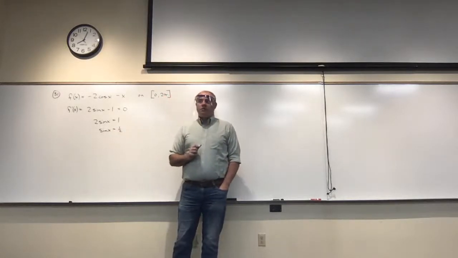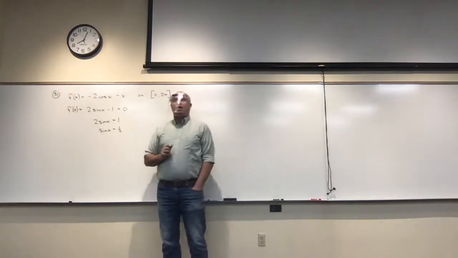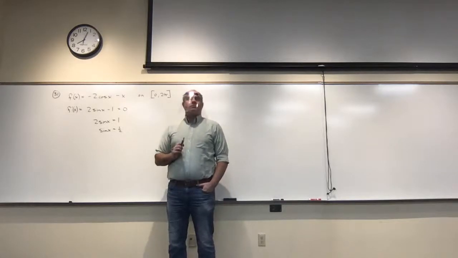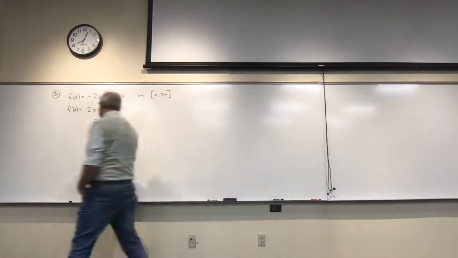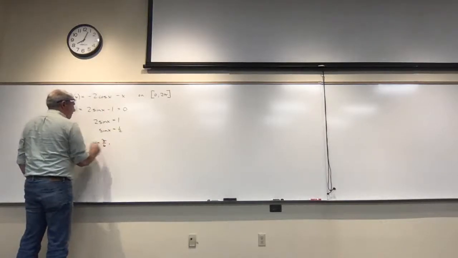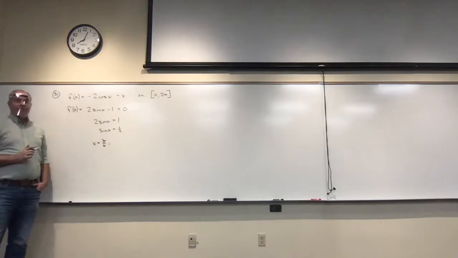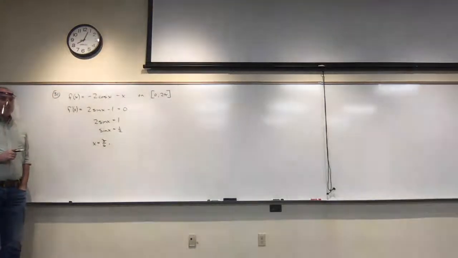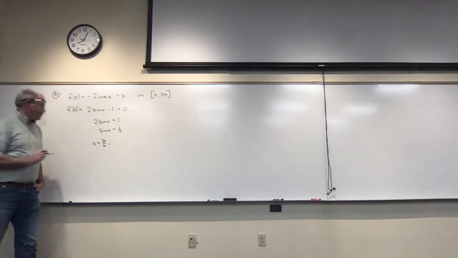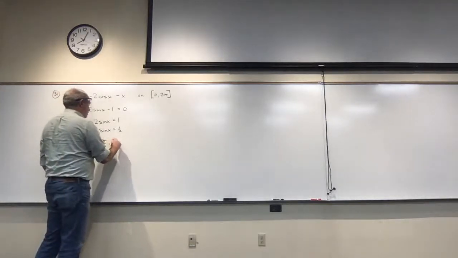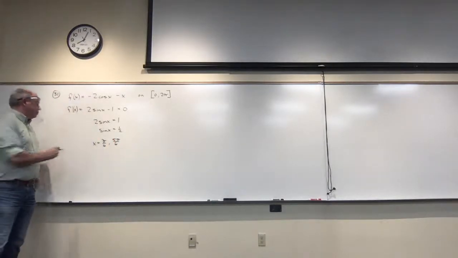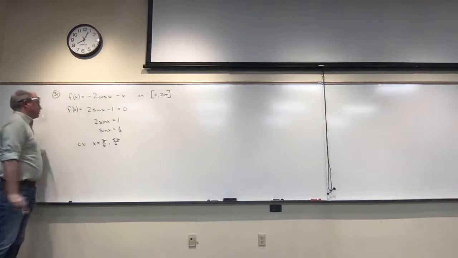What's the negative? Not quite, no. Yeah, pi over 6 is one of them. And what is the other? Yeah, 5 pi over 6. Very good. So 5 pi over 6, and that's it. So these are the 2 critical values for this function.